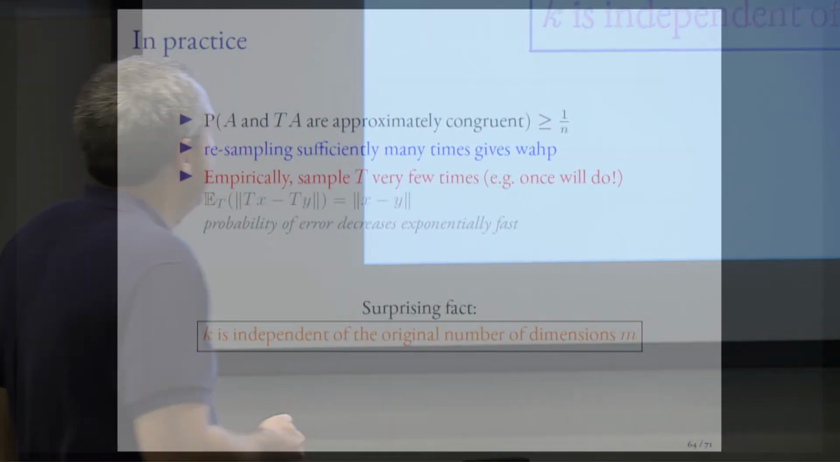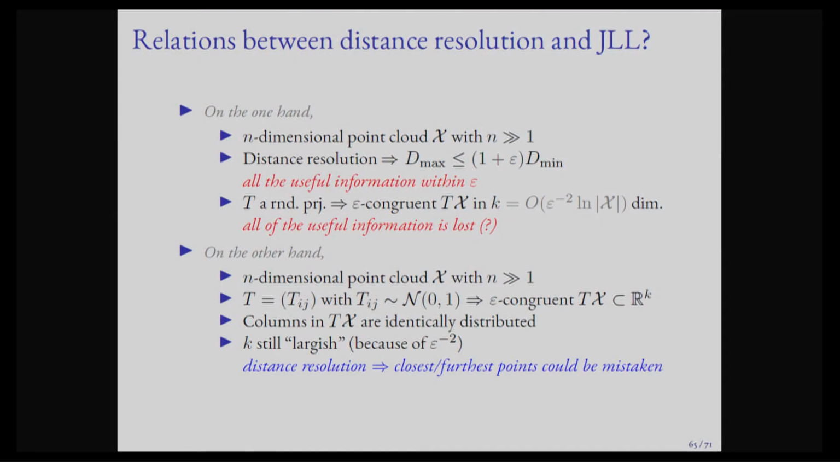The other thing is that k is independent of the original number of dimensions, and this is also magic. So it seems like your choice about the number of dimensions made no sense at all mathematically. It was very arbitrary. In fact, it's the number of things that you're embedding in the space that makes a difference. Go figure. Anyway, so are there relations between these two results that are weirdness in high dimensions? I don't really know, and I don't have time to go into it.